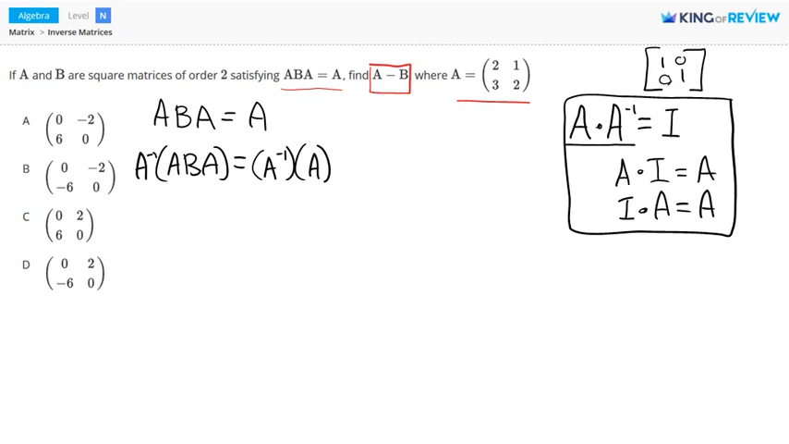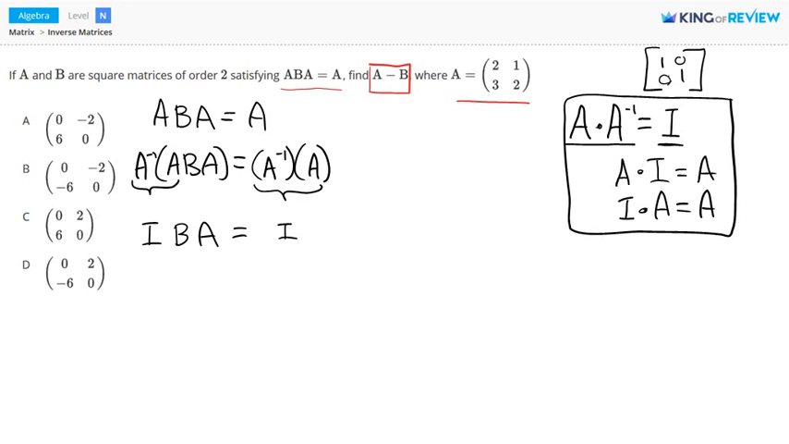So A times its inverse will give you the identity matrix. So where do we see that? Well, we see that here. We have the inverse times A, so we know that this is going to equal the identity matrix. And we also see that here, inverse of A times A. So that is also going to equal the identity matrix. So now we have I times B times A, and this is equal to I.